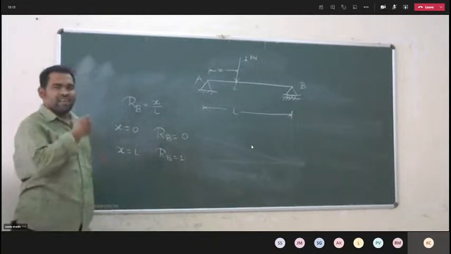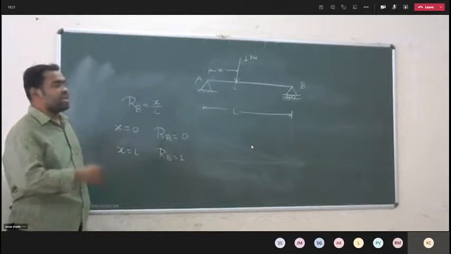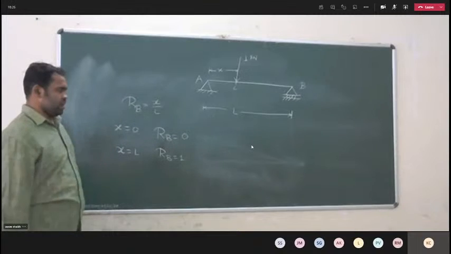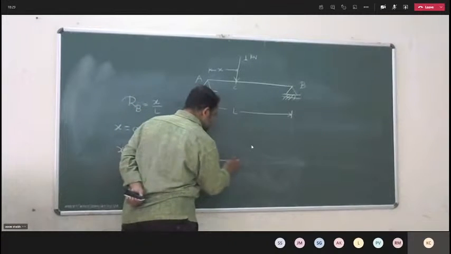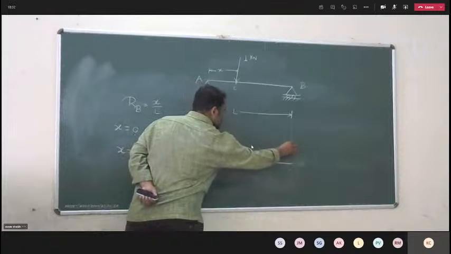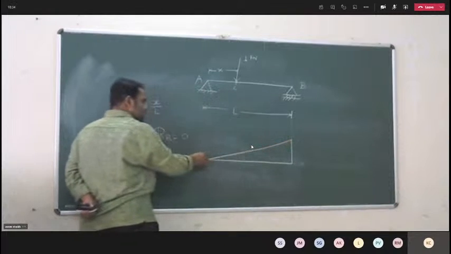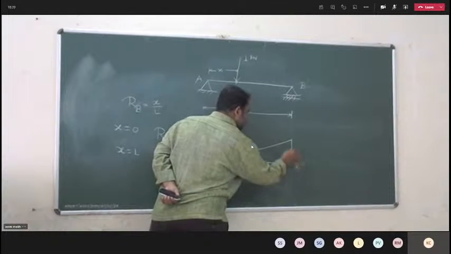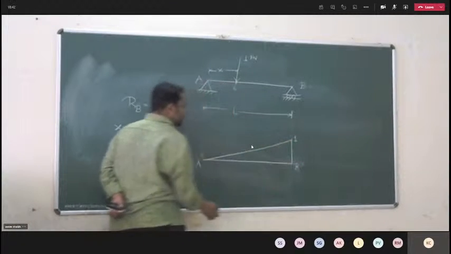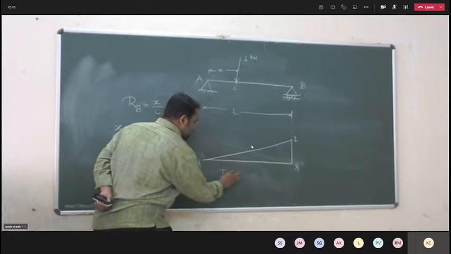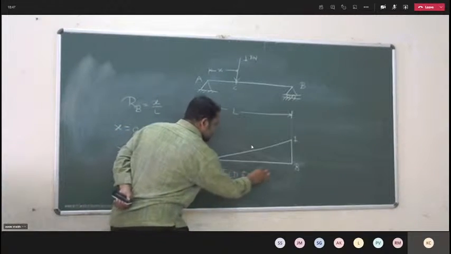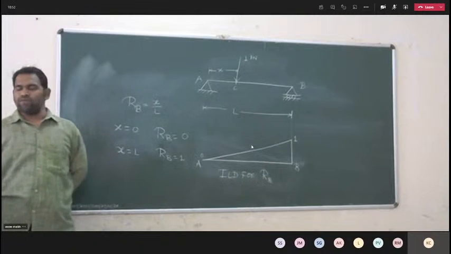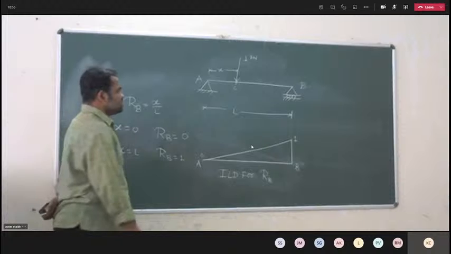As x is increased, RB also goes on increasing. If x is increasing, RB goes on increasing. So please draw this diagram parallelly. This is your A, 0. At B the ordinate of the reaction RB is 1. So this is your ILD for reaction RB. Right? This is the ILD for reaction RB.